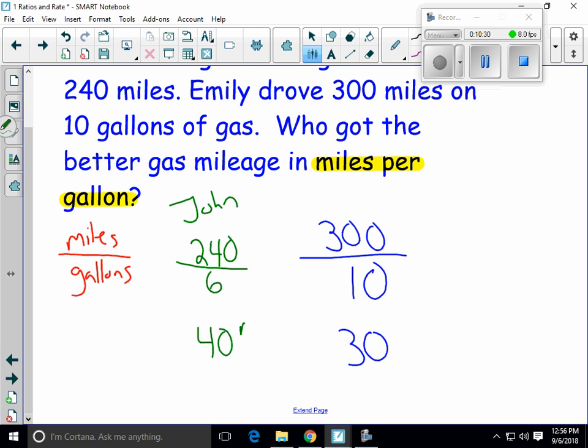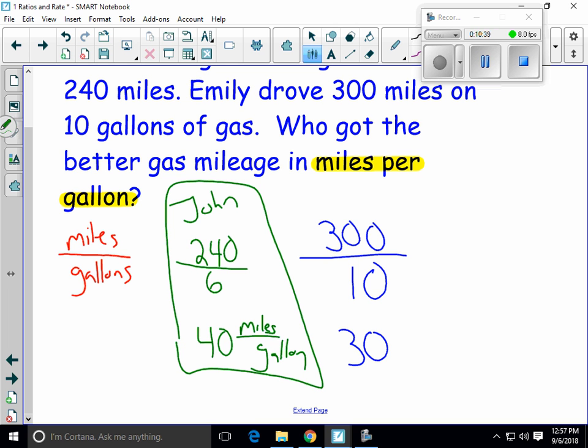So who got the better gas mileage? The answer here is going to be John. John's car can go 40 miles on 1 gallon. Remember what unit rate is. We're figuring out how much for 1 unit of the second. So he can go 40 miles on 1 gallon of gas. Emily can only go 30 miles on her 1 gallon of gas.